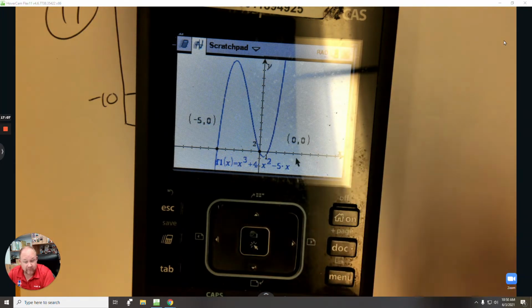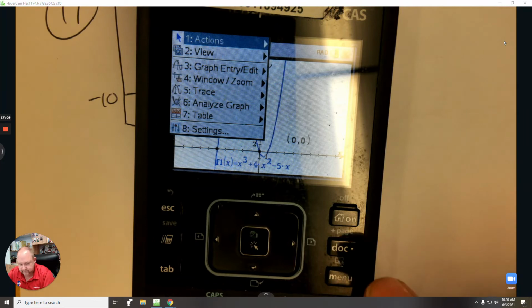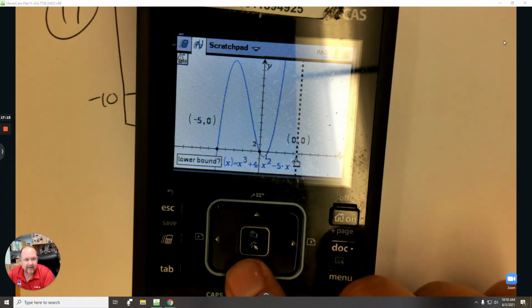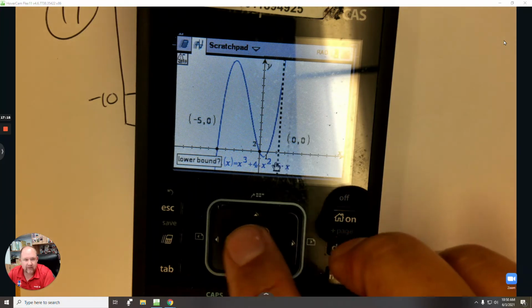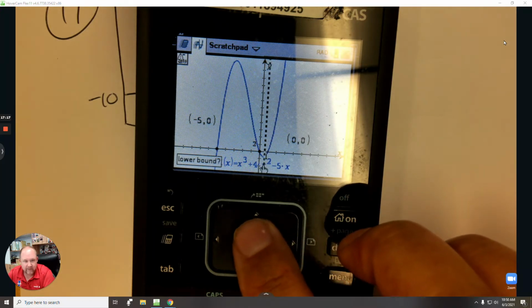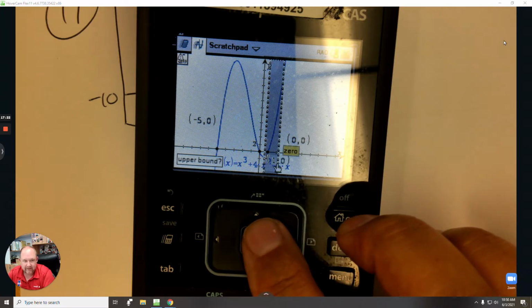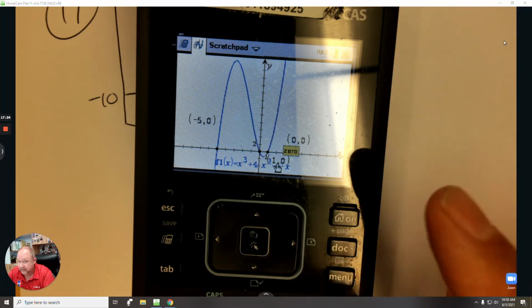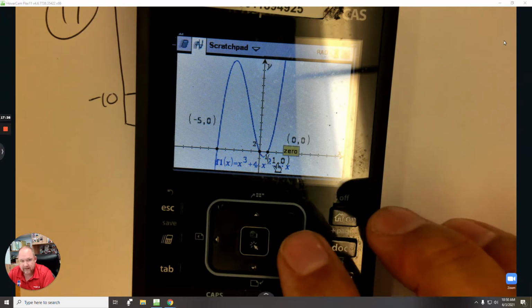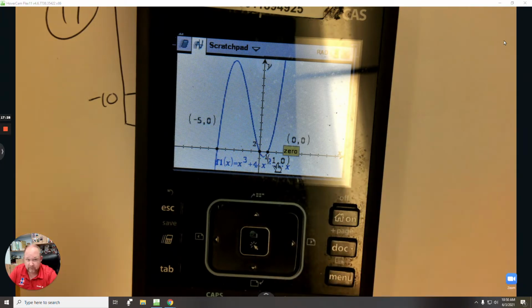And I got one more to find. So menu, analyze, 0. And again, move that line to the left of the x-intercept, press enter, or press down on the pad, move it to the right and press down, and then it will tell you the 0 in that interval. So that last one is at 1, 0.